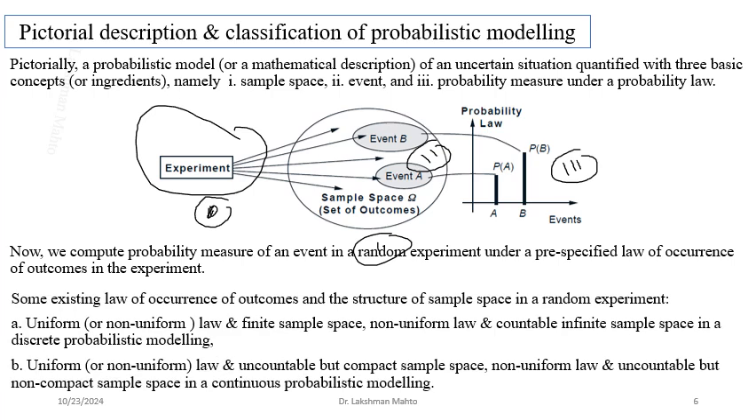And here, in order to compute a probability measure, we have to come up with some probability law. Probability law is not a basic concept; it is one kind of tool to help compute the probability measure of an event. Probability law generally happens to be of two kinds. One is uniform law, another is non-uniform law. Uniform law means an equally likely situation.